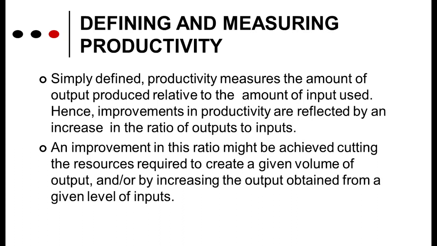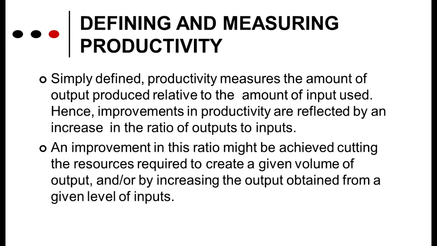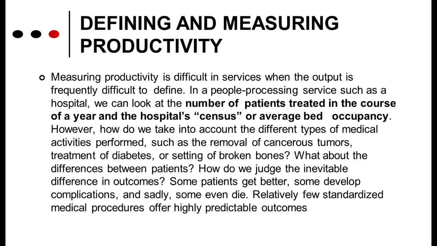Productivity can be used to say the amount of output produced relative to the amount of input. You can take a ratio, output to input, and that can be a productivity ratio. These are more of a manufacturing definition, very old traditional definitions of productivity. But measuring productivity, even if you can define it in ratios, is not so easy, because when we try to measure, we have to measure it on some parameter. Measuring productivity is difficult in services when the output is frequently difficult to define.